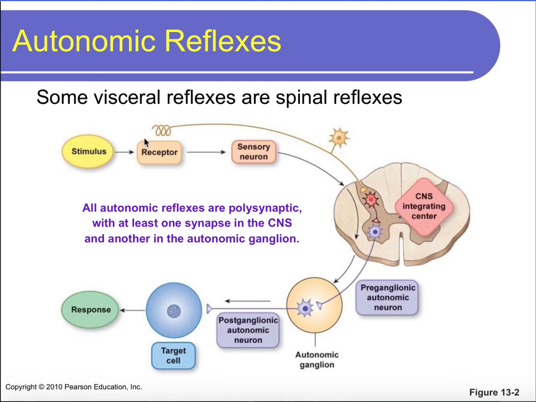Now let's imagine we took away this interneuron. We have the sensory neuron bringing the information in, and let's say it directly synapses onto the efferent division. Now, all autonomic efferent divisions include a pre- and a postganglionic neuron. So that means the minimum number of synapses that you can have is 3 in an autonomic reflex. So all autonomic reflexes are polysynaptic. You will never find a monosynaptic autonomic reflex.